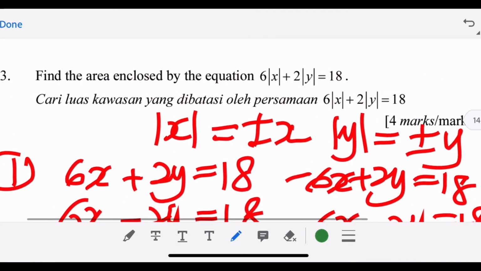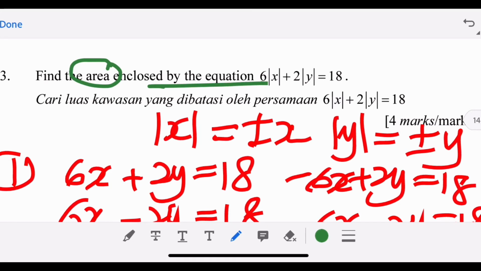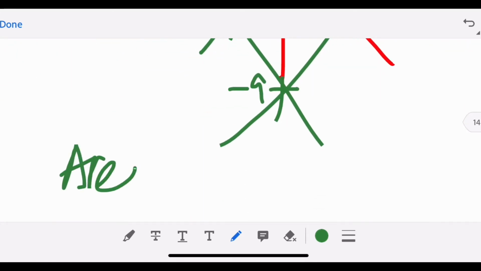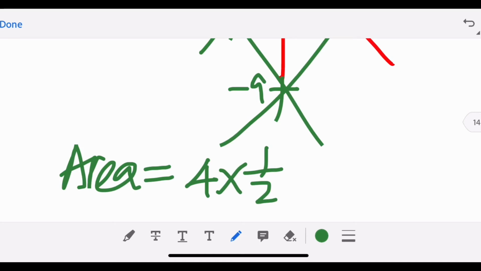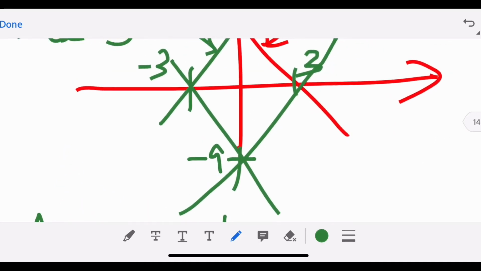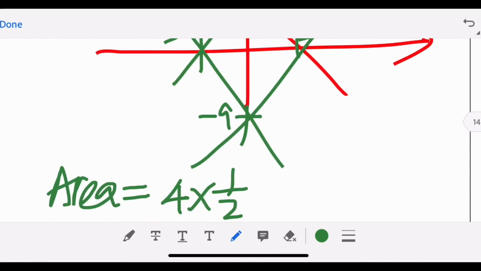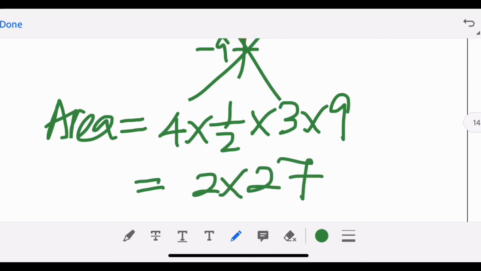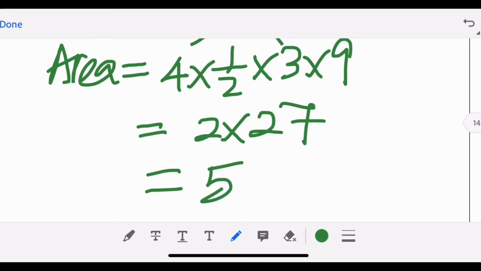You are asked to find the area enclosed by the equation, meaning they want you to find the area inside the lines. I will try to shade it for you. You can see 4 triangles, right? It consists of 4 triangles. So in this case, you just find the area of 1 triangle, multiply by 4, and you will get the answer for the area enclosed by the 4 equations.